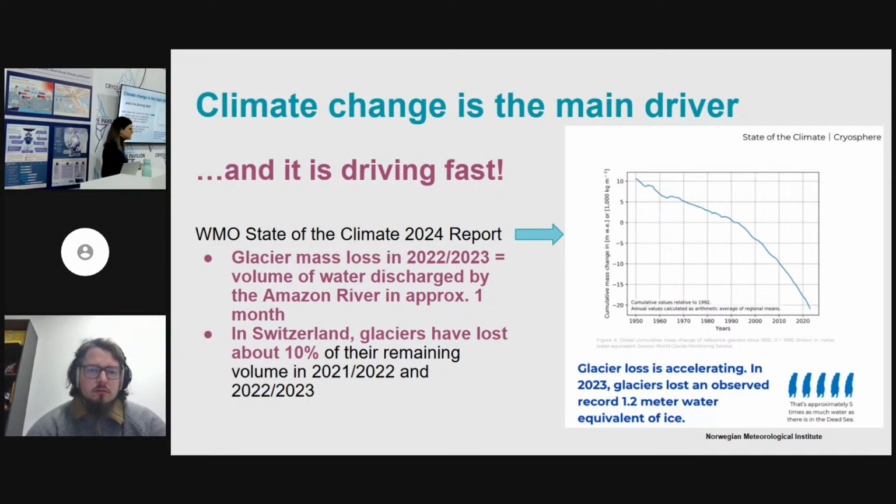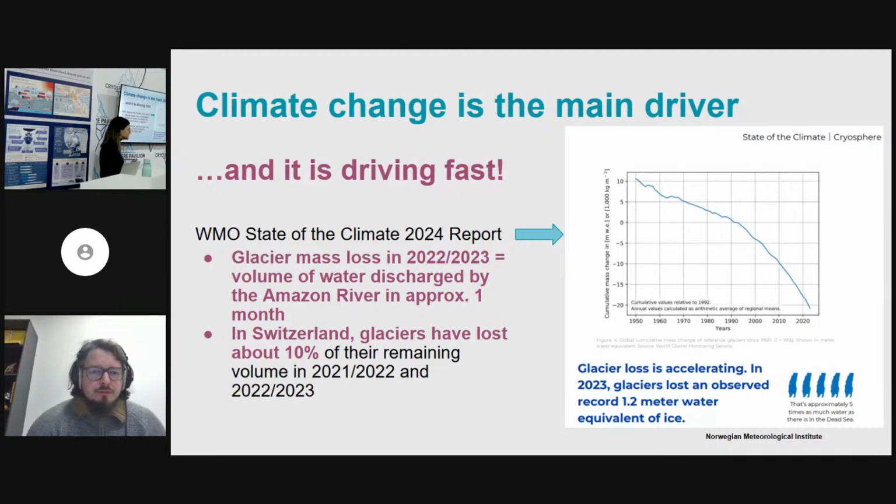And to put it briefly, even in one year, the amount of glacial melt that we have seen is equivalent to the amount of water in the Dead Sea five times over. So this is a huge amount of water that's being contributed to our whole global ecosystem on a one year scale. For a more South American context, it's also equal to the amount of water that's discharged from the Amazon River, which is one of the largest river systems in the world.